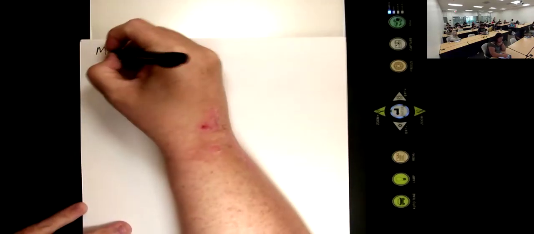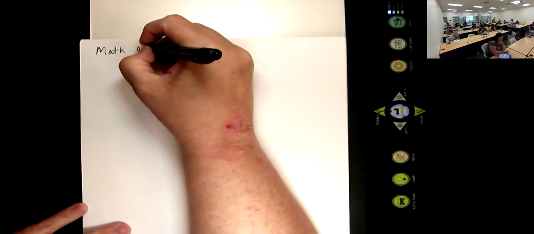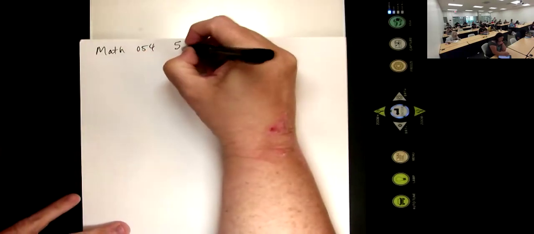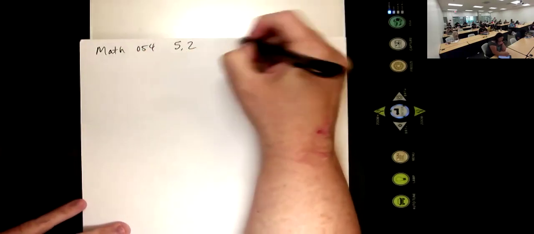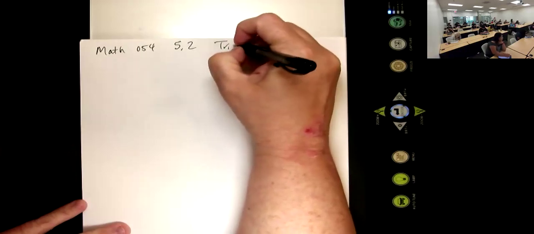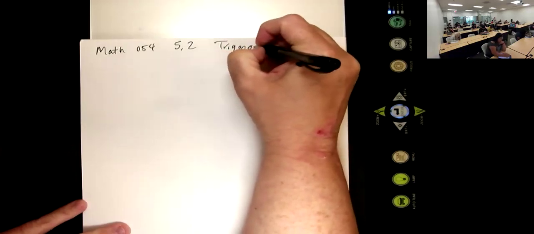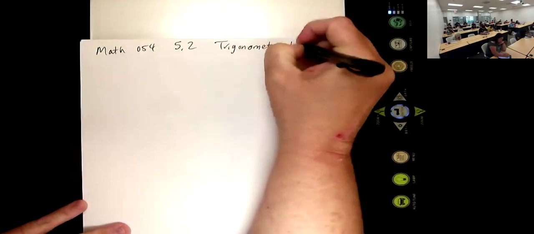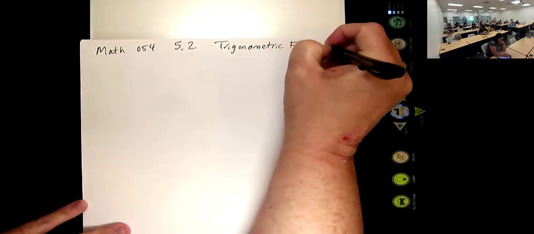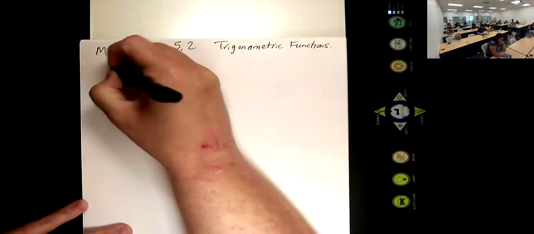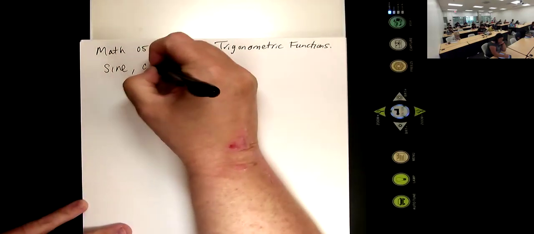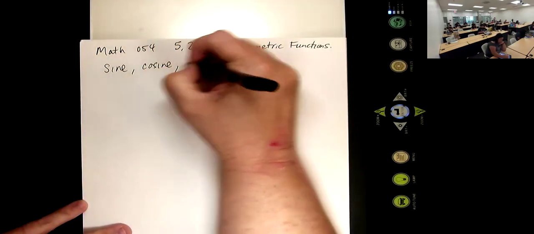All right, this is Math 54, and we are doing the book we're using, it starts with 5.2. This is on trigonometric functions. This has sine, cosine, and tangent. That's this section.